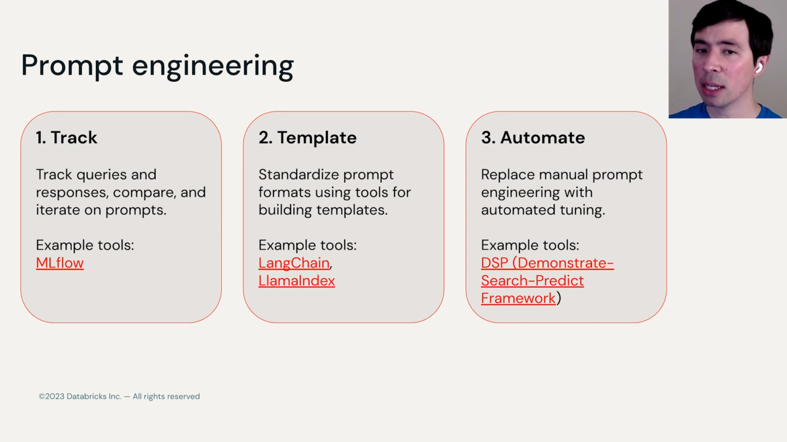And finally, you may encounter wanting to do a bit more automation. That means replacing manual prompt engineering with more automated prompt tuning using tools like DSP or Demonstrate Search Predict Framework. If you haven't seen this before, think of it like traditional hyperparameter tuning. Use a data-driven approach to tune hyperparameters. You can think of a prompt as a hyperparameter, a complex one, but still a hyperparameter, and use a data-driven approach to tune it.